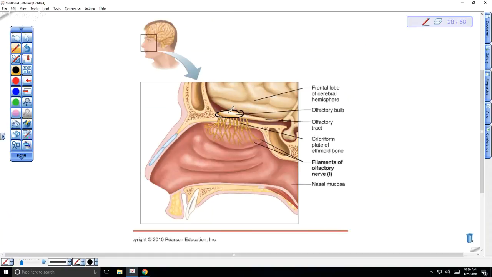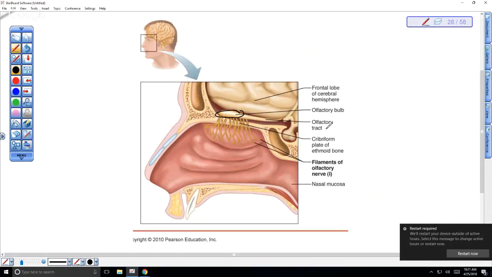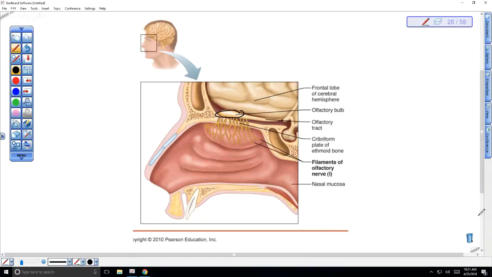So that's the cranial number one. And remember that the olfactory bulb has a connection to the limbic system. And so sometimes smells can be perceived unconsciously and cause a reaction by the limbic system, an emotional response to that stimuli.